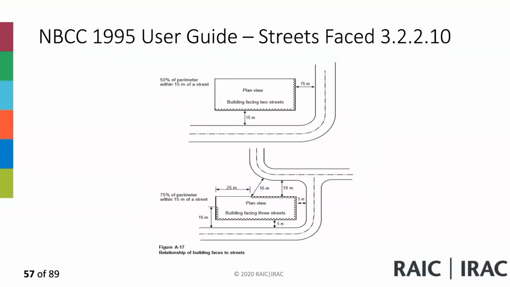And I used the NBCC guide, the 1995 User's Guide to Part 3. This is a nice guide to use as a reference. It's got lots of illustrations and clarifications. Of course, some of the code provisions may have changed, but the basic concepts of the code remain the same. The streets, basically, and facing a street has not changed for a long time.